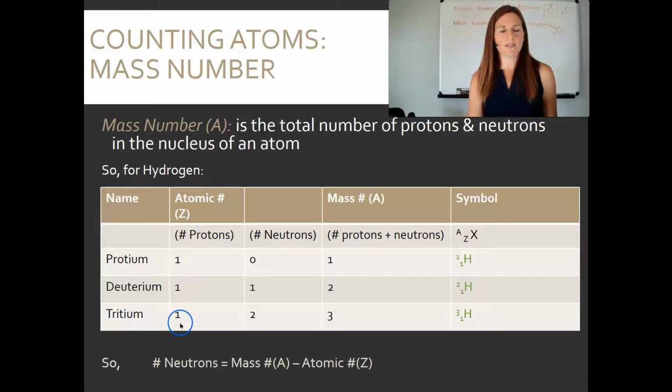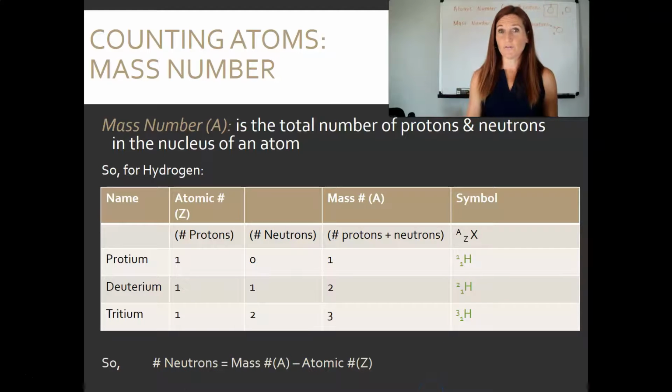Tritium, we'll just move through it quickly, right? 1 proton, 2 neutrons, 3 for the mass number. 1 plus 2 equals 3. And then the mass number goes on top of the symbol, the atomic number is underneath, and then we have the chemical symbol here. So again, 3 over 1.